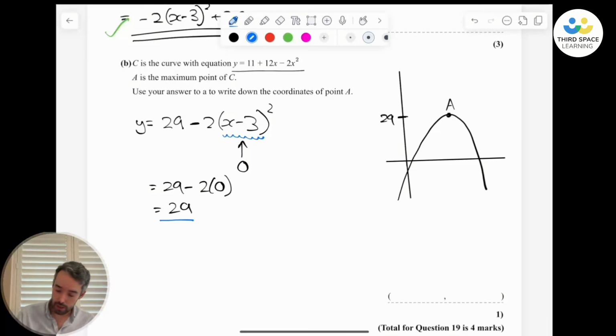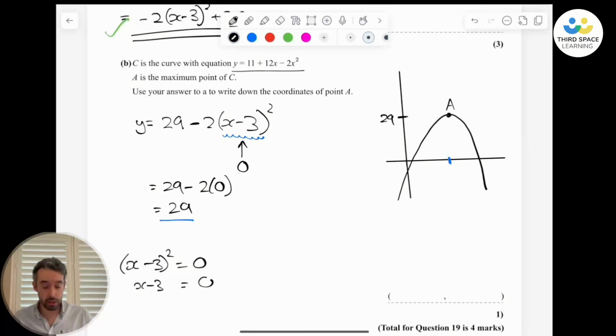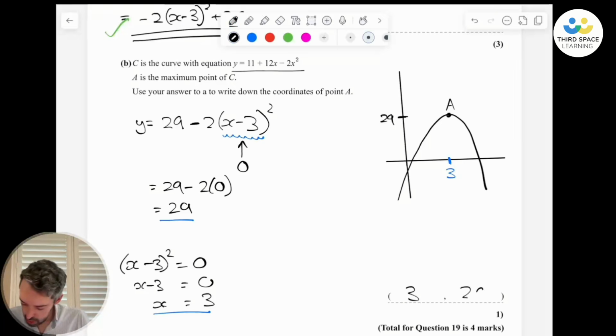So the question now is, well, what will the x value be? So if this bracket, x minus 3 all squared, is 0, what value of x will give me that? Well, I can just work it out. I can square root both sides, so we get x take away 3 equals 0, square root of 0 is 0. Add 3 to both sides, x equals 3. So x is 3 there. So at the maximum point we've got (3, 29), and that's worth 1 mark.